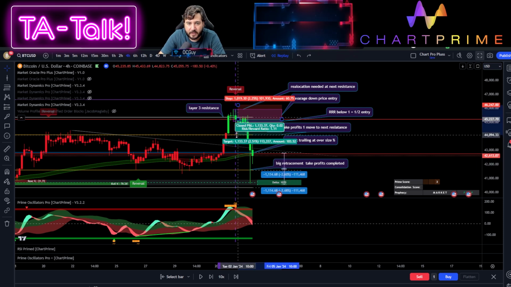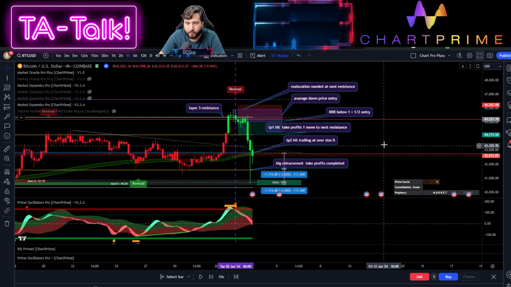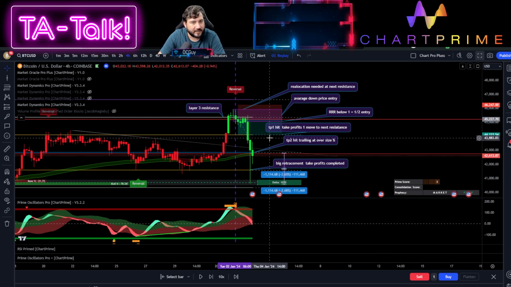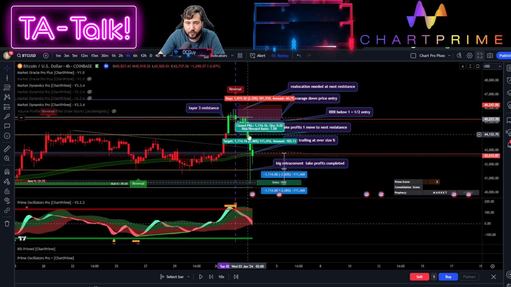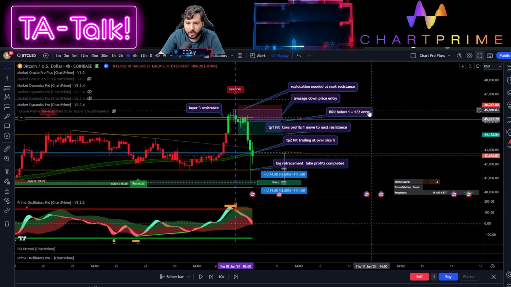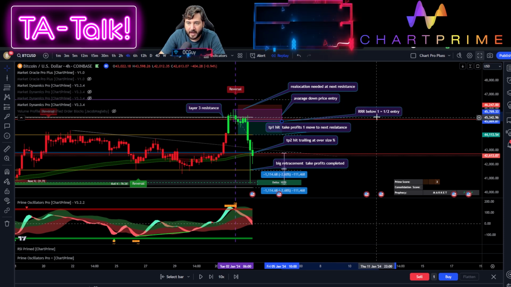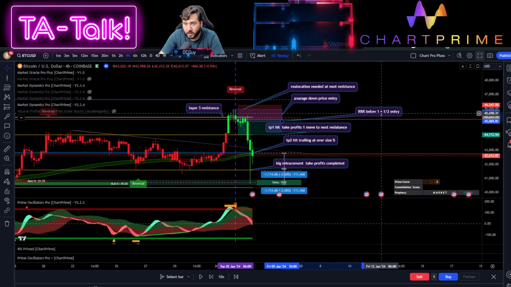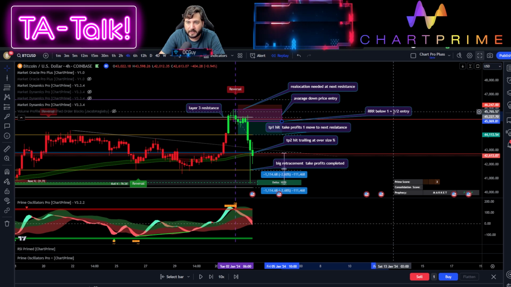My first TP is going to be my very first support. It doesn't matter where it is, I want to pay myself as soon as possible. Right here, I'm barely scraping the 1 risk reward ratio. If I have less than 1 risk reward ratio, look at this here, if I have less or below 1 risk reward ratio, what I'm going to be doing is still jumping in, but only with half of an entry. For me, 1 entry equals 3% of my full wallet.